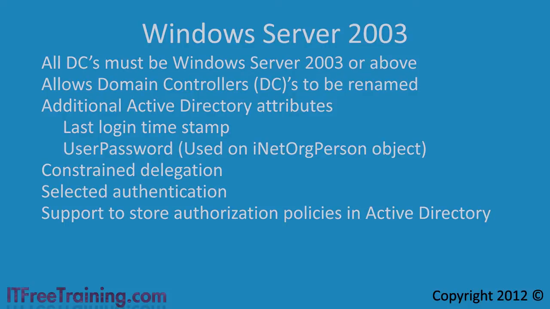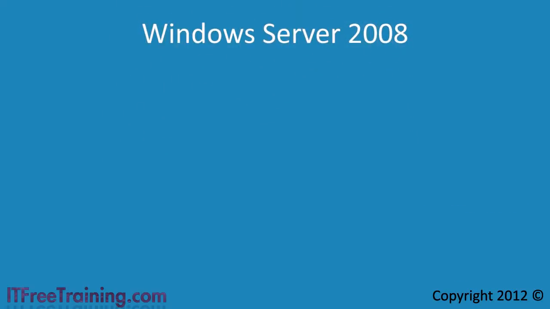The next domain functional level is Windows Server 2008. You may be wondering why there is no Windows Server 2003 R2 domain functional level. The reason for this is that the installation disks for Windows Server 2003 and Windows Server 2003 R2 are identical. What is different is that when you start Windows Server 2003 R2 for the first time, you will be asked to insert Windows Server 2003 R2 Disk 2. This will allow you to add additional R2 features to Windows Server 2003 R2.